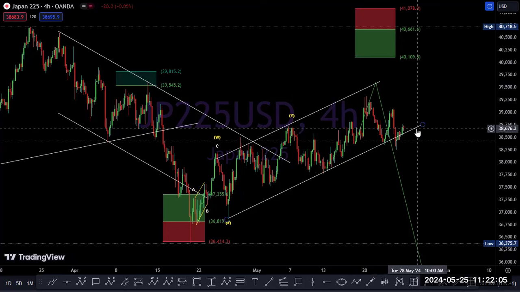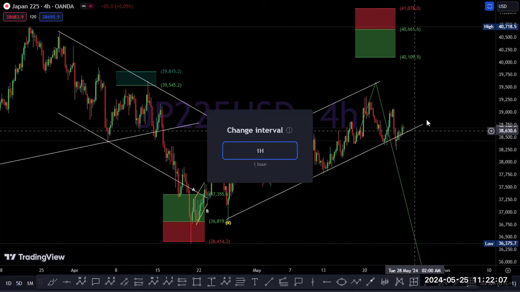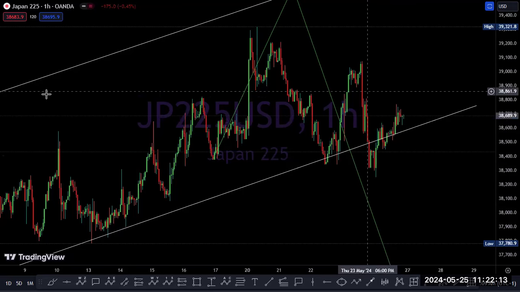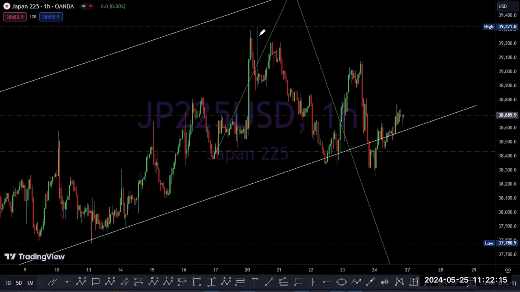Let me go down to 1 hour to show you what I think is happening. The market is all about forecasting. You cannot say 100% what is happening. So now I think this is wave one, wave two, wave three, wave four, wave five, what we call leading diagonal. If that is the case, then when we get a perfect A, B, C, it can begin to sell and stop loss will be here.